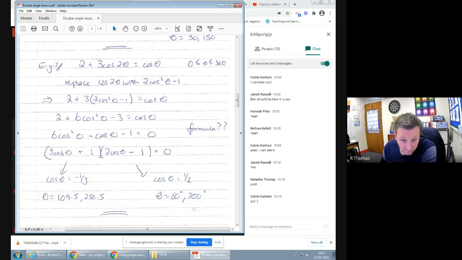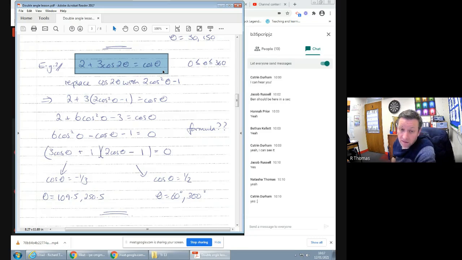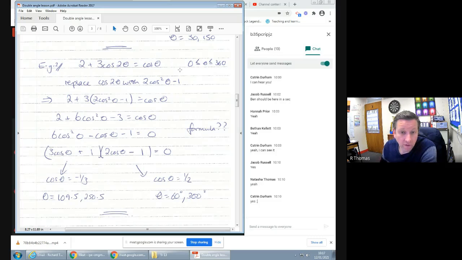Now, again, if you were so inclined, you could substitute one or all of those 4 values into the original equation to check it worked. You don't have to, obviously, but if you're not confident and you're wondering if I've made a mistake, you might want to check that. Right, any questions?